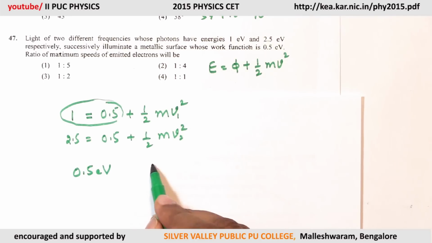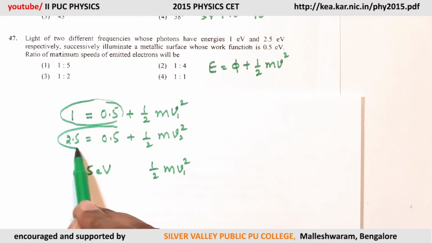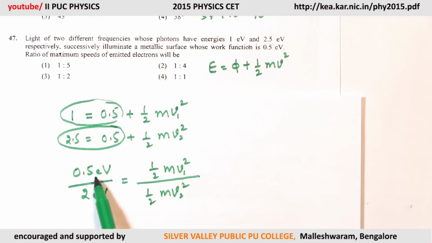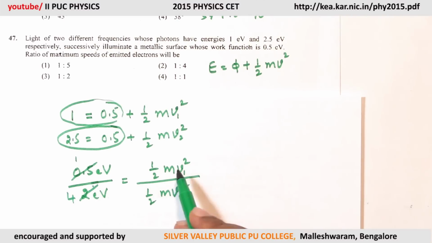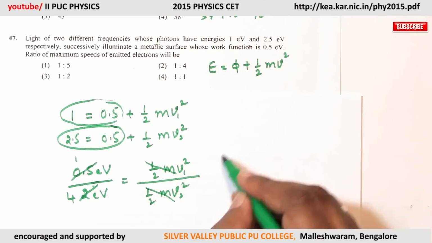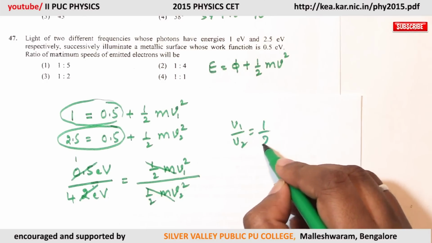Half m v1 square. Resultant of these two gives 2 eV. This is half m v2 square. Divide one by the other. Electron volt, this one time, this 4 time. Half m gets cancelled. Therefore 1 by 4 equals v1 square by v2 square. v1 by v2 equal to, take square root, it is 1 by 2.